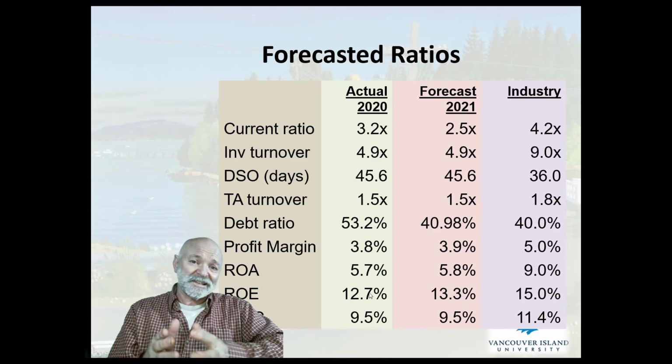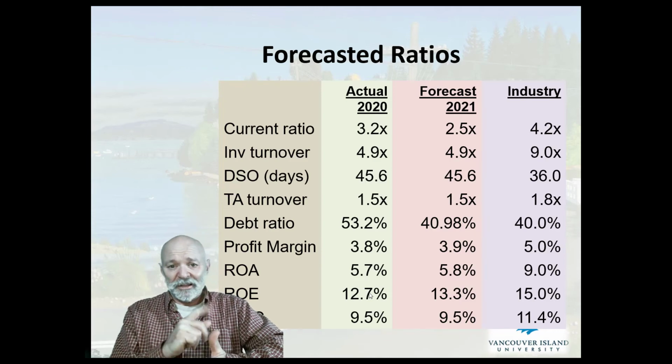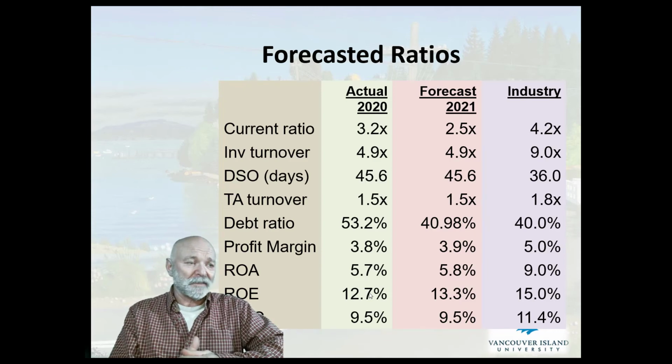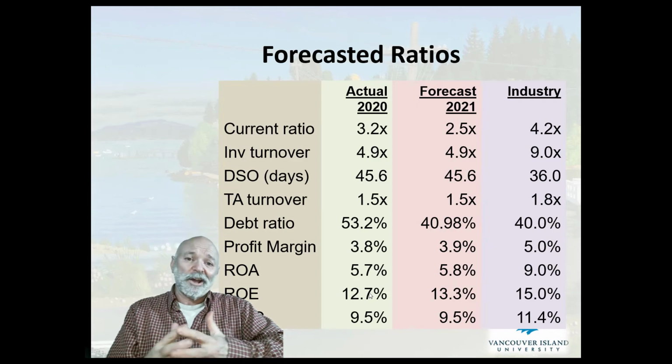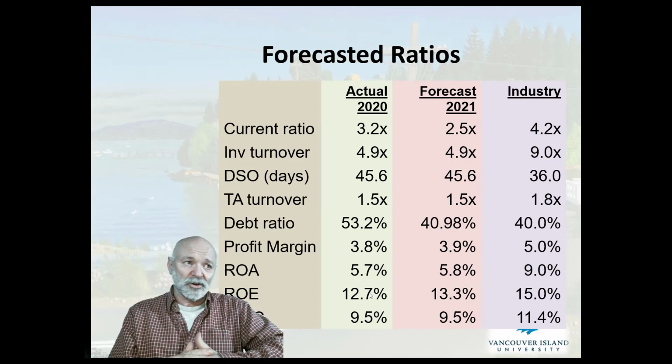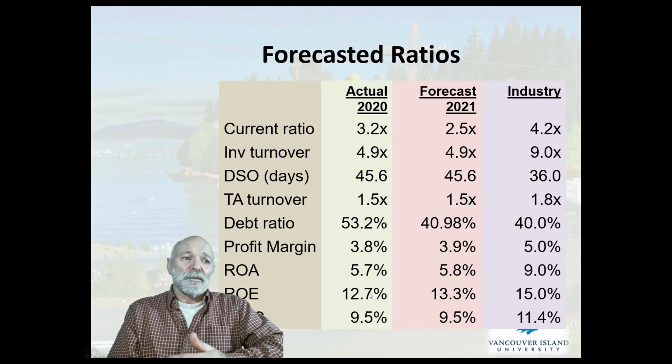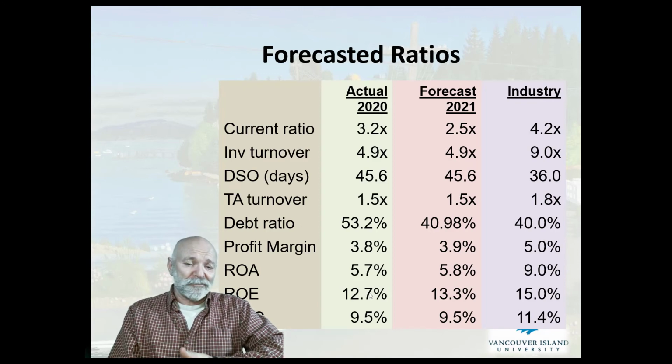Inventory turnover is significantly lower than the industry, and this one bothers me a lot more. Days sales outstanding, quite high compared to the industry, and they're not going to get any better. Our asset turnover is below the industry average. That's also a problem. Our debt is going to actually improve with this model, at least our long-term debt is. Our profit margin is below the industry average. It's going to get a bit better, but not much. Return on assets, a bit better, but still below the industry average.